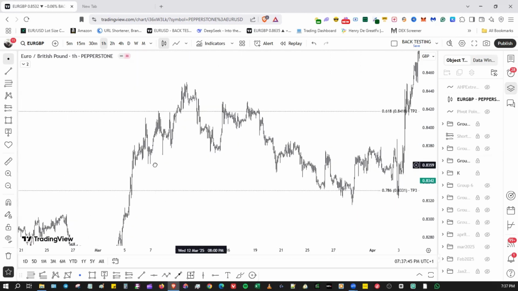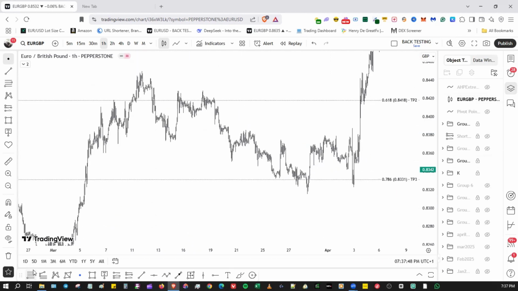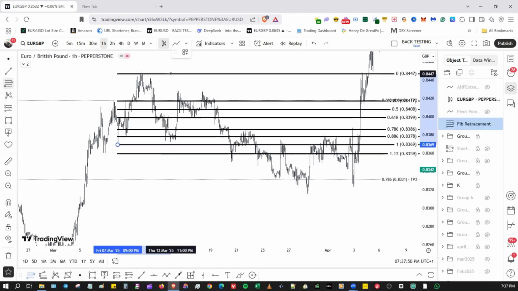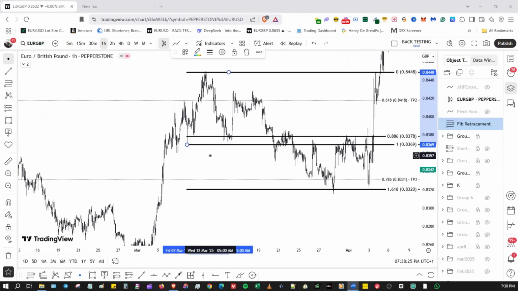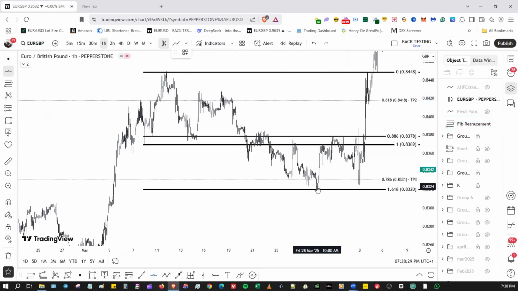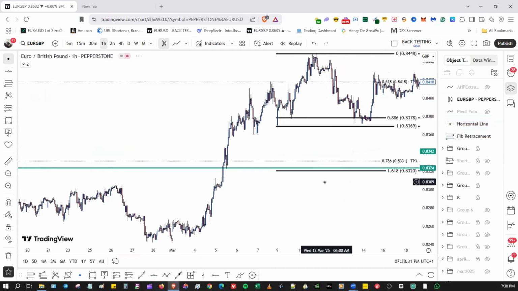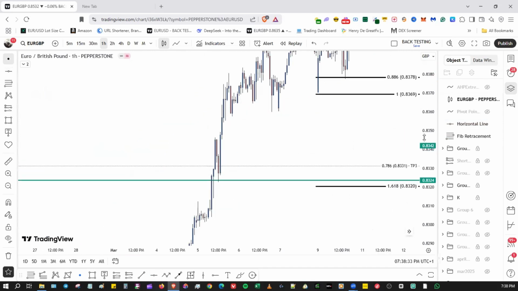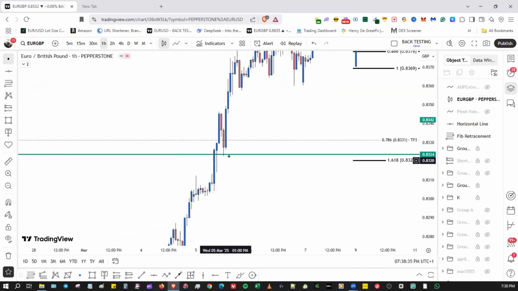So I think I see something that looks like a harmonic setup here. Let me check. Okay, this is cool. Okay, so price reacted from this level, right? Price reacted from this level. Now, what do we see here? You can see that there was a structure before this level.